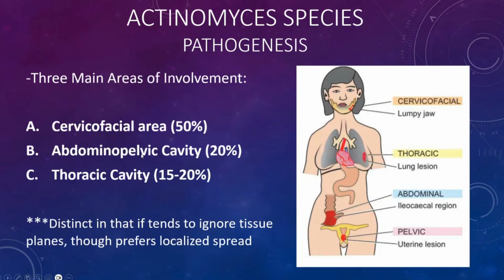So the 3 main areas of involvement for Actinomyces are listed here. Cervical facial disease is most common, but you can also see thoracic disease and abdominal pelvic cavity disease. Remember, an important characteristic of Actinomyces is that it tends to ignore tissue planes. So if you see erosion of an infection or abscess across tissue planes in the appropriate location, whether it be the thoracic cavity, the cervical facial area, or the pelvic area, think about Actinomyces.